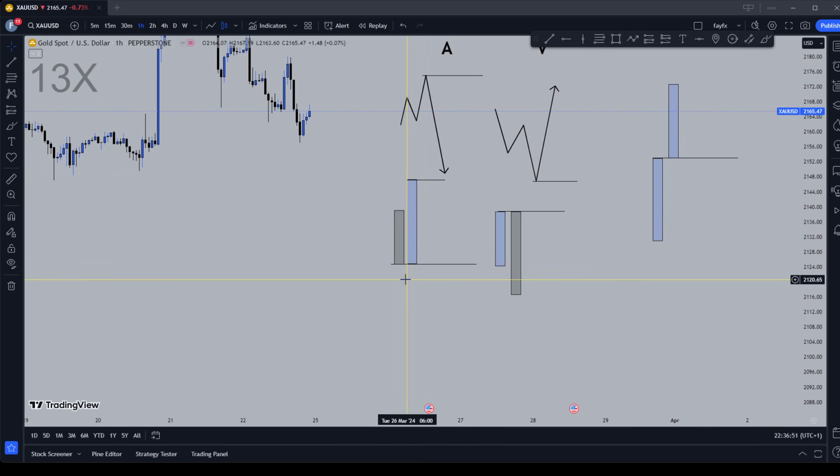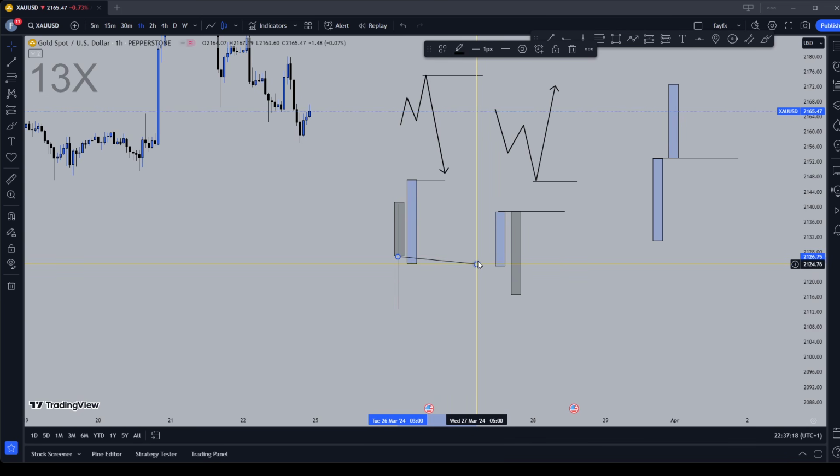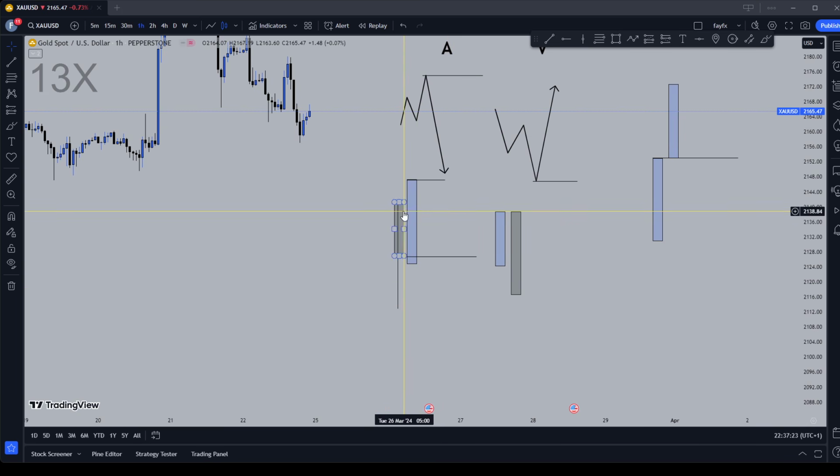Sometimes the broker prints weird things. Say you find this A level found like this. We don't mark this available from here. We always mark it from the closure of the first candle. This is the first candle. We mark the level like this. Always look for the first candle, the closure of the first candle.